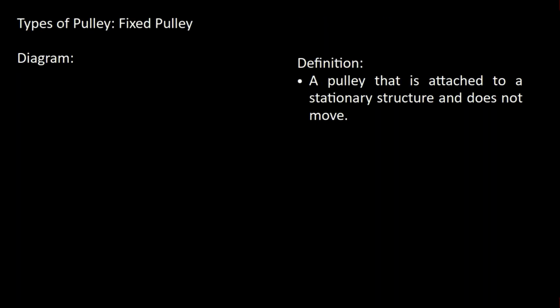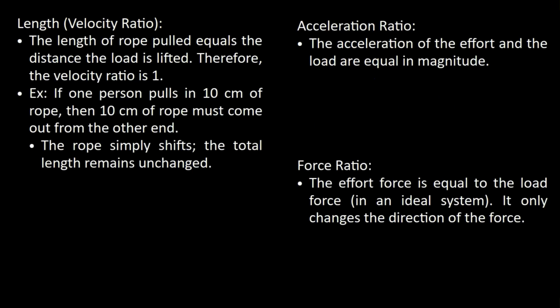What we are looking at is a type of pulley called a fixed pulley. The definition is that it is a pulley attached to a stationary structure that does not move. So it's fixed to something stationary, so obviously it will not move. From length, we can derive the idea of velocity ratio. In this case, the velocity ratio is 1. The reason being, if a person pulls 10 centimeters, the other end of the rope gets displaced by 10 centimeters, and thus the load is moved up or down by 10 centimeters.